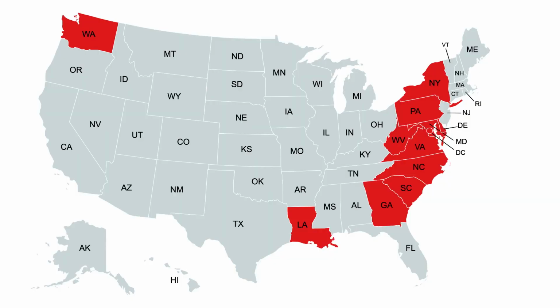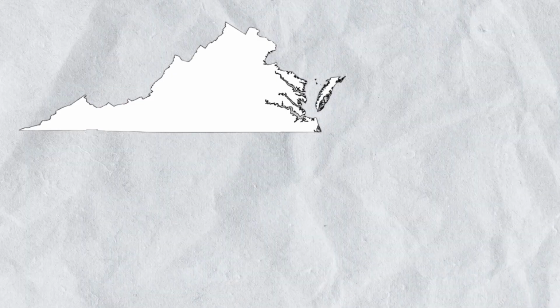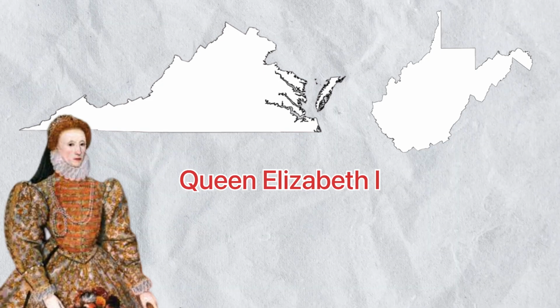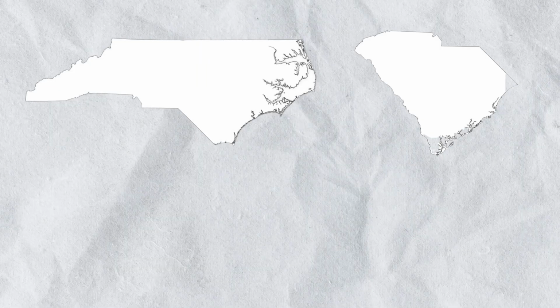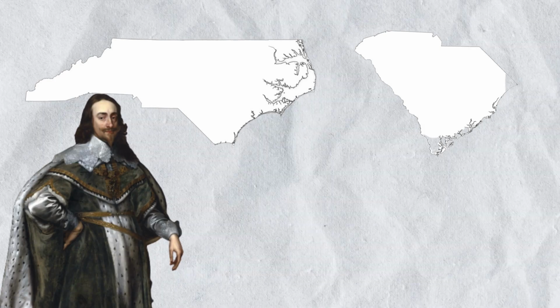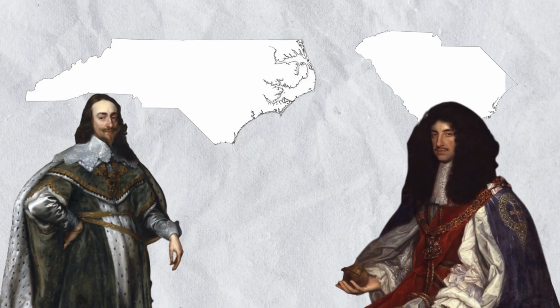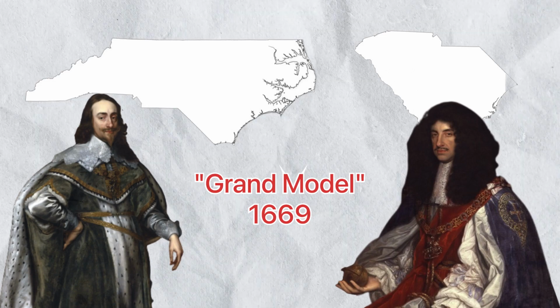Let's start with people. There are 11 states named after people, and out of those 11, 7 are named after European monarchs. Virginia and West Virginia are both named after Queen Elizabeth I, who is known as the Virgin Queen. North Carolina and South Carolina are both named after King Charles I, after his son King Charles II granted a charter to found the colonies in 1669.